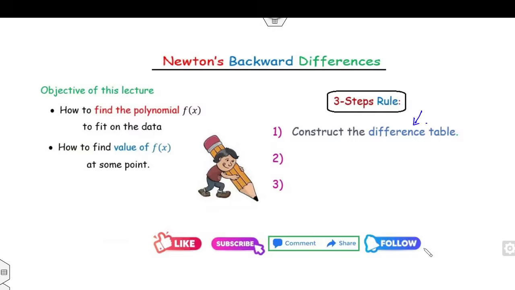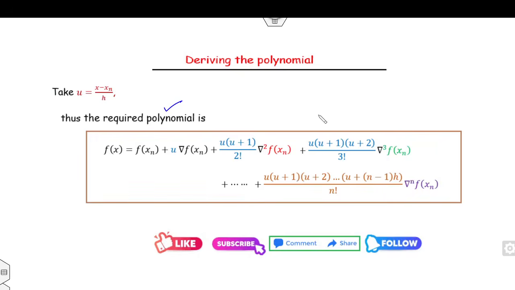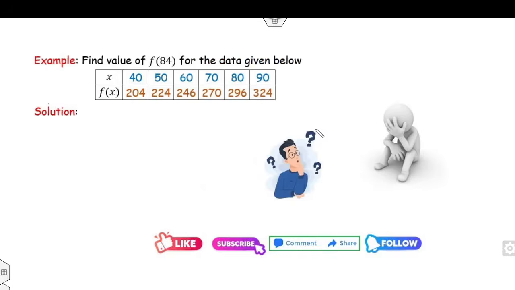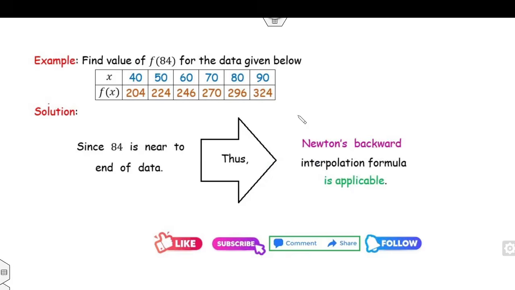But if you remember, this formula is very complex in form, so how can you remember this formula? I will explain this with the help of a numerical example. Now, look at the first numerical example. Your target is to find the value of f of 84, which lies near the end of the information. Since 84 lies near the end of the data, we can apply the Newton backward interpolation formula.